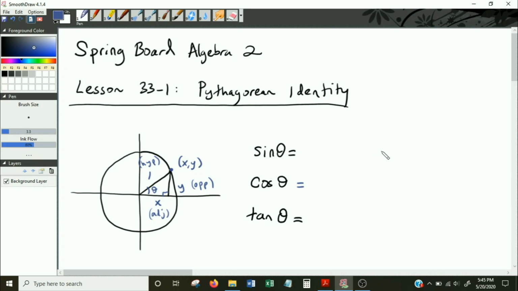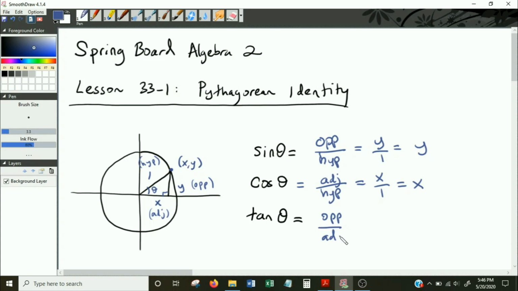So for sine of theta, it's going to be opposite over the hypotenuse. And that's going to be y over 1. So this is just equal to y. For cosine of theta, it's going to be adjacent over the hypotenuse. And that's going to be x over 1, so we get x. For tangent of theta, it's going to be opposite over adjacent. And that's equal to y over x.